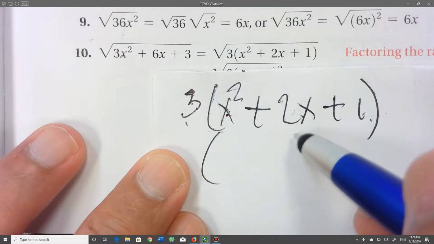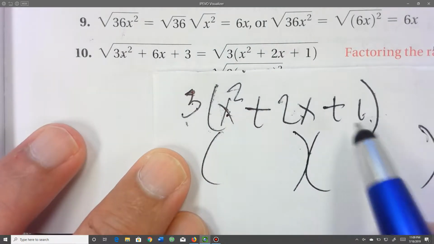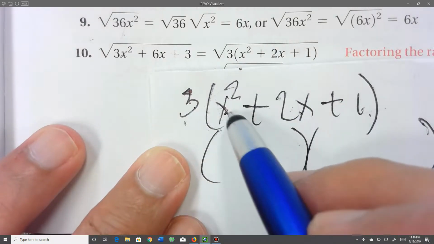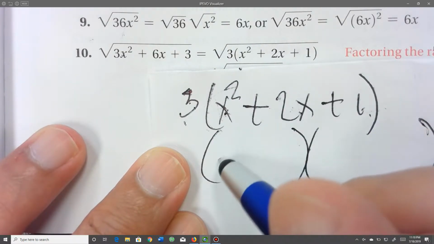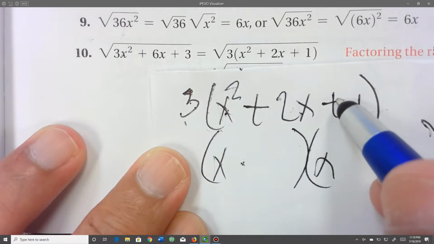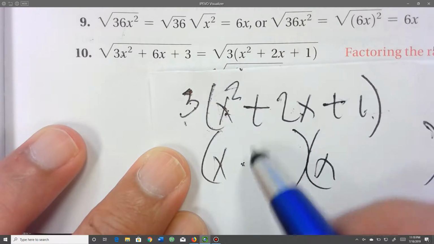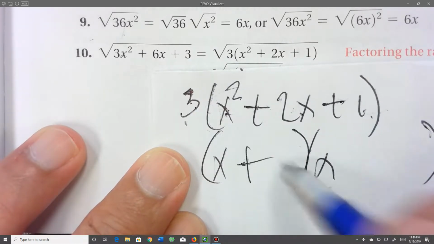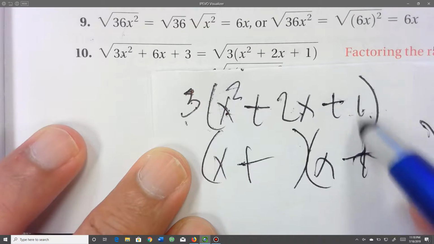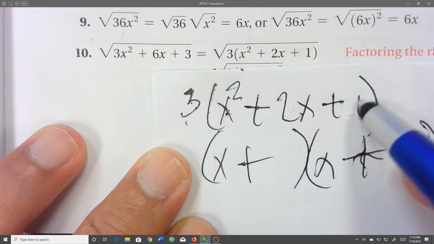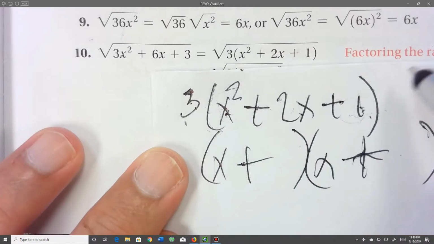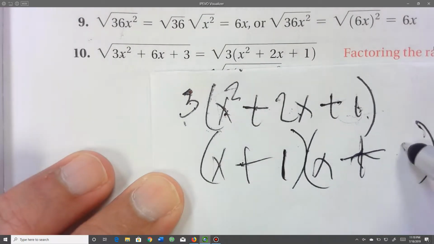Now let me see if I can work it out by trial and error. Let's say I didn't know this was a perfect square. For the first value, you use the square root of the first term, x squared, so x. For the signs, use 2 signs that are going to give you a positive at the end, so a positive and a positive. Then for the second term, you use the square root of the last term, which is 1. 1 squared is 1, so the square root of 1 squared is 1.